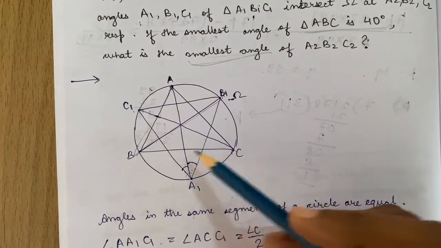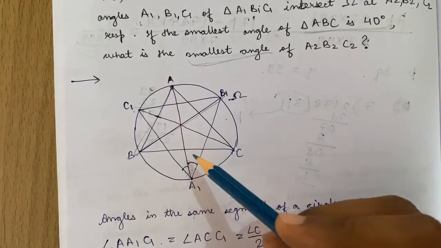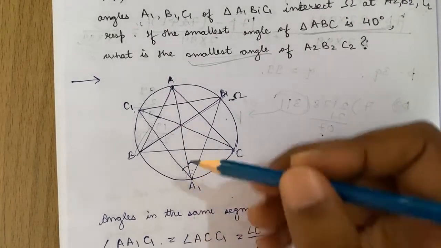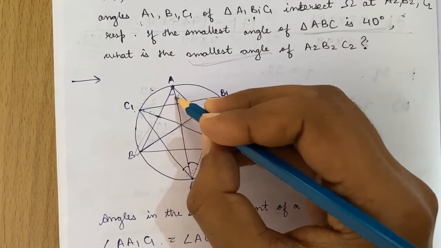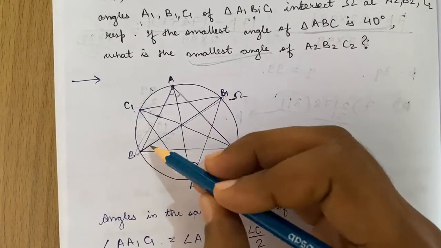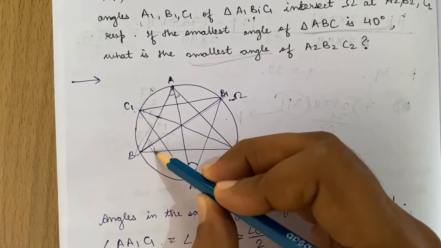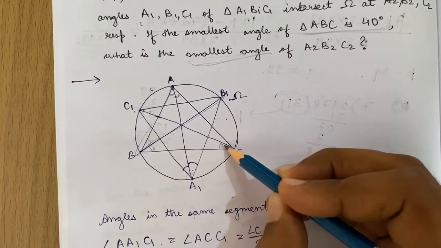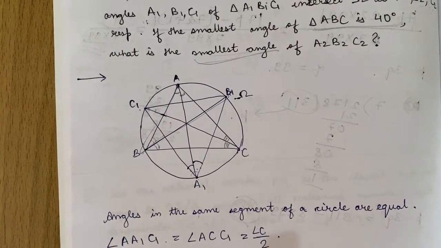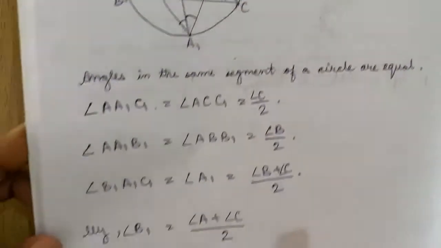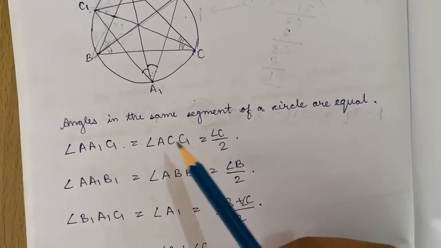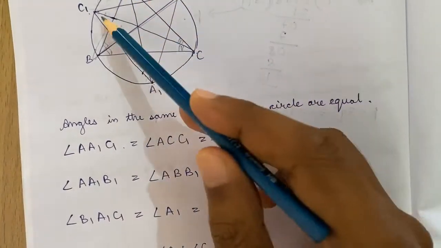So we have this triangle ABC, and A1 is on the internal bisector of angle A. So this angle is equal to this angle, and similarly B1 is on the internal bisector of this angle B, and C1 is on the internal angle bisector of this angle. Now let's try to find out the angles A1, B1, C1.